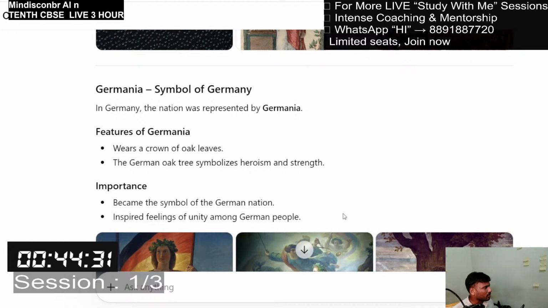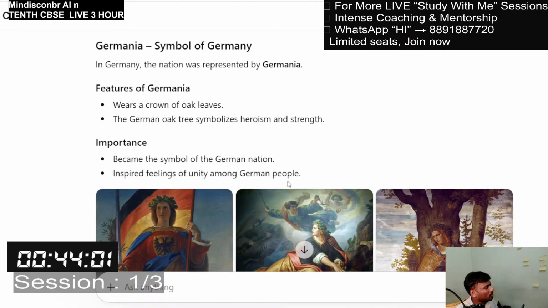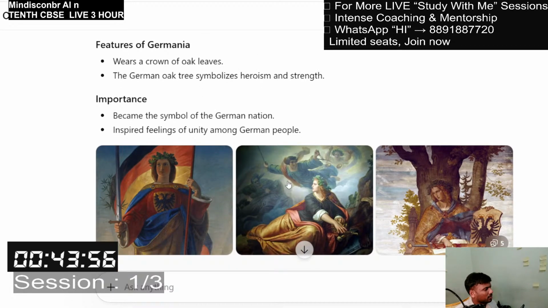Germania, symbol of Germany. In Germany, the nation was represented by Germania. Features of Germania: she wears a crown of oak leaves. The German oak tree symbolizes heroism and strength. Importance: she became the symbol of the German nation and inspired feelings of unity among German people.